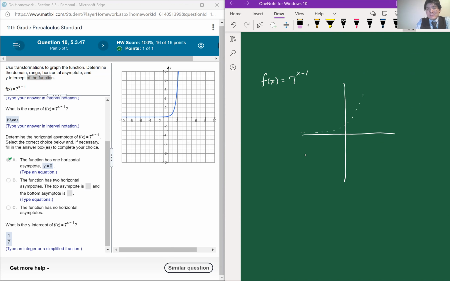Since this is translated horizontally by 1 unit, let's draw from the point when x is 1. When x is equal to 1, y is equal to 7 to the power of 0, which is 1. When x is 2, it's going to be 7. And when x is 0, y is 7 to the power of negative 1, which is 1 over 7, somewhere here, okay? And using the idea, the curve looks this way. I'm going to draw it like this.